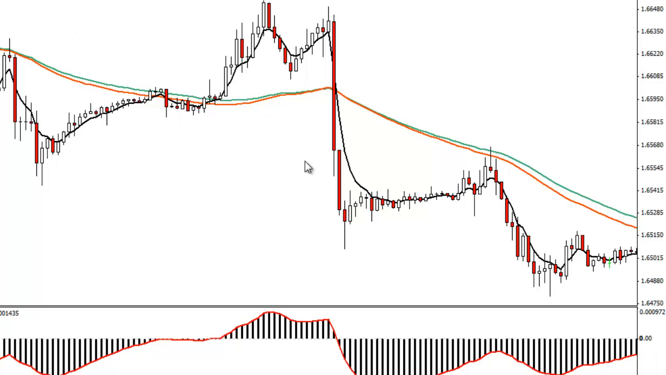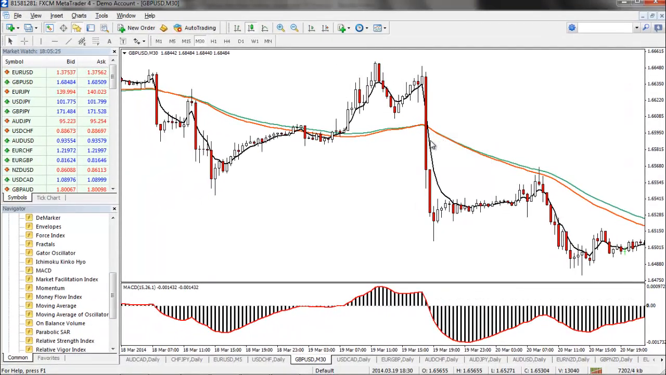So again, for a short entry, the MACD histogram should be below the zero level, and the exponential moving average that we have placed on this chart should cross both the linear weighted moving averages in the downward direction. So this is the short entry. Here, around here, your short entry should be, and the target is 20 pips, and your stop loss should be above both the linear weighted moving averages or above this candlestick. So this is your stop loss.